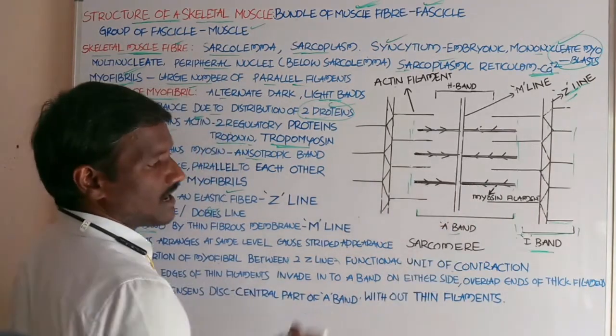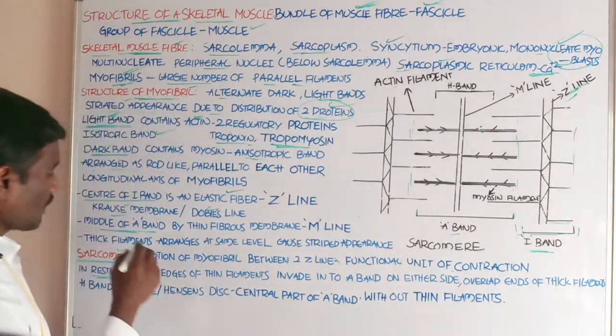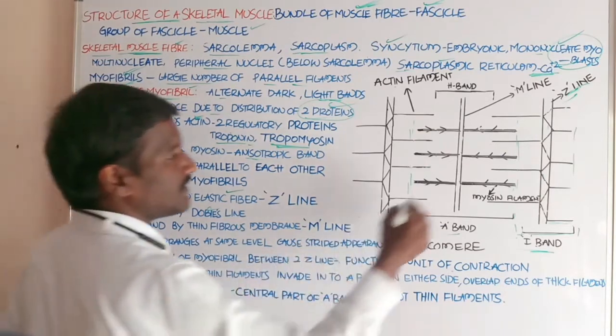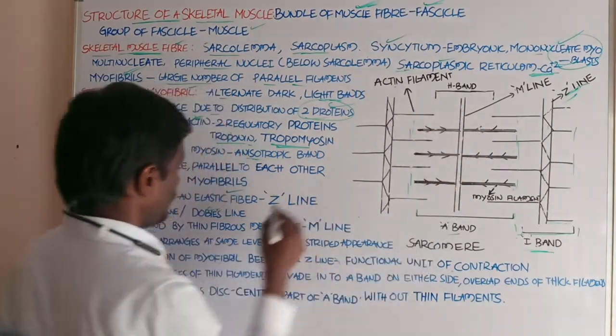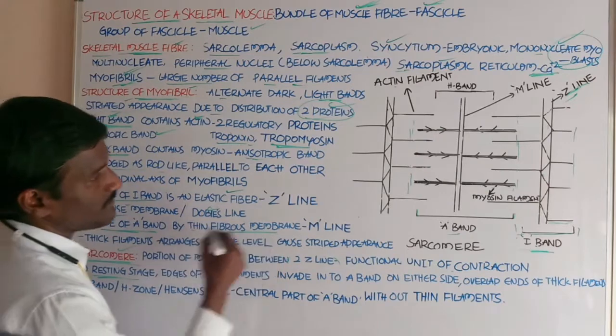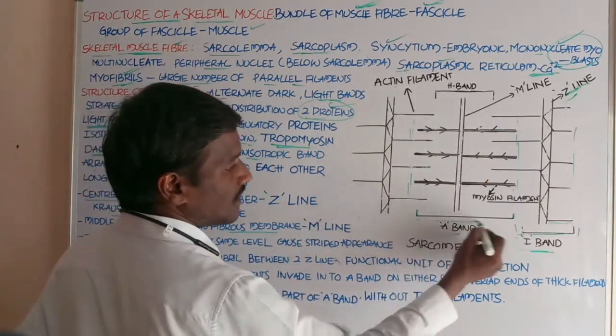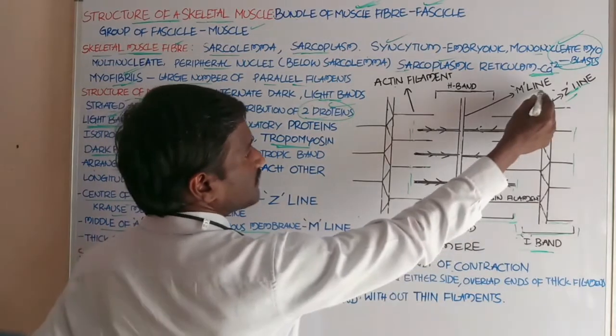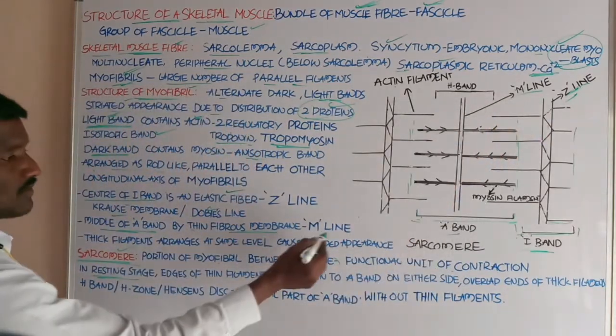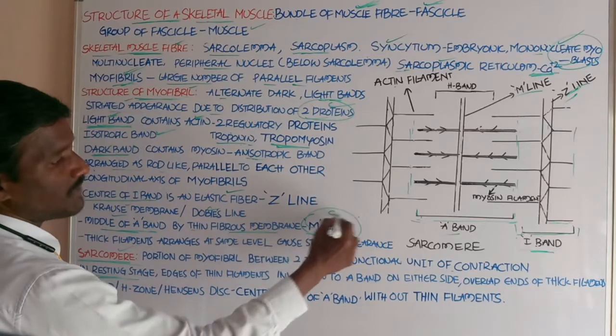A band means anisotropic band. The middle of the A band has a thin fibrous membrane. This is the thin fibrous membrane present in the middle part of the A band. That is called the M line. Okay student, that is called the M line.